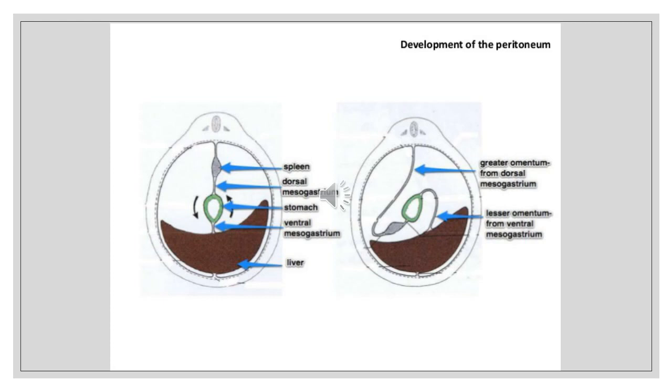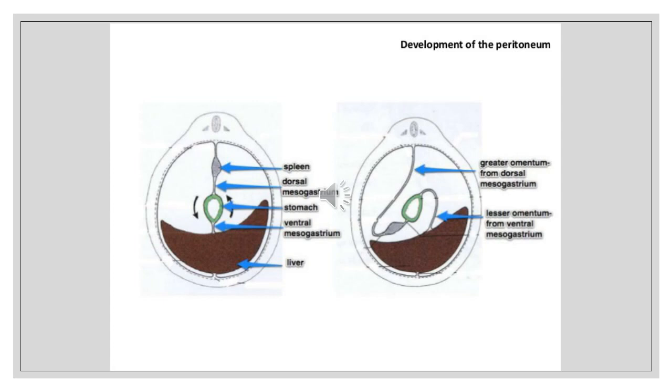Similarly, the ligament connecting the spleen to the kidney is called the lienorenal ligament. So the dorsal part of the cranial part of the dorsal mesogastrium forms the lienorenal ligament. This is how the development happens.